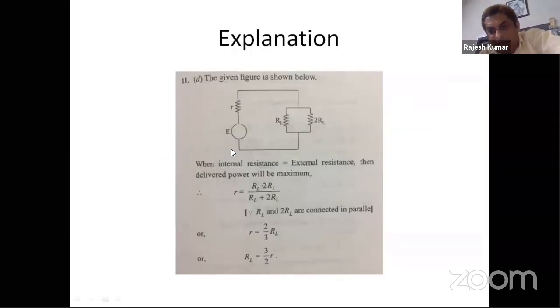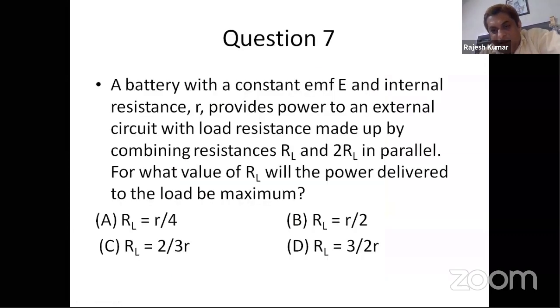The EMF is there, and you have a small resistance r, which is the internal resistance. This is called the input resistance, and these are the output resistances, a parallel combination of two resistances: one is RL, the second is 2RL. Now, you have to find the maximum power transfer, that is, for what value of RL the power delivered will be maximum.